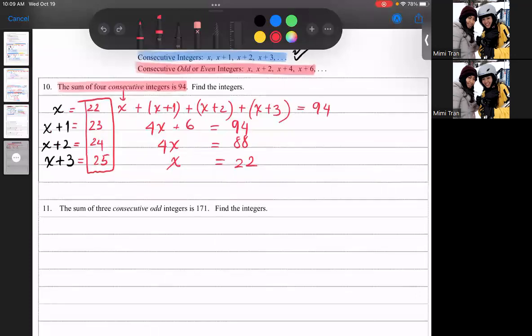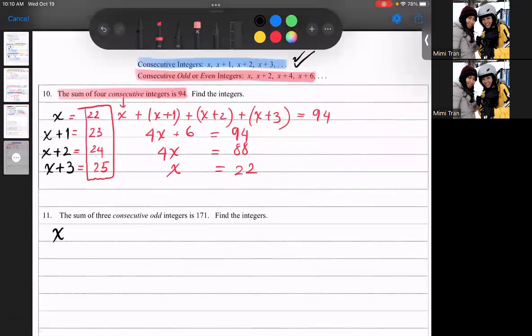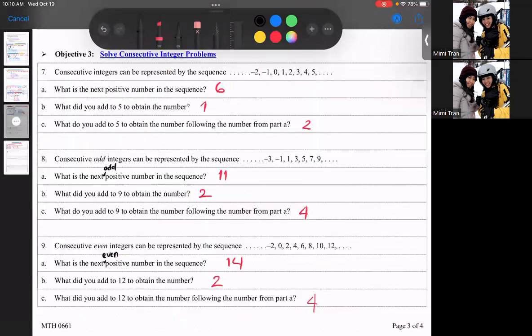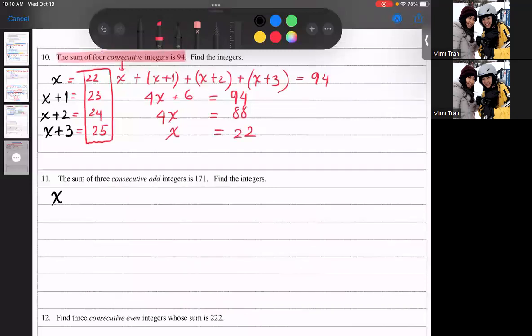Consecutive odd. I want three consecutive odd integers. So again, you start with x. The first one, we call it x. What is my next consecutive odd? x plus 2. Remember when we did the bunch of exercises up here? I know it's kind of redundant, but it's helpful, right? You want to find the next odd. From 9, we add 2 to get 11, so x and x plus 2. What is the next consecutive odd after x plus 2? Yes, x plus 4. Just remember, for consecutive odd or consecutive even, you add multiples of 2. And I only need 3, so I'll stop right there.